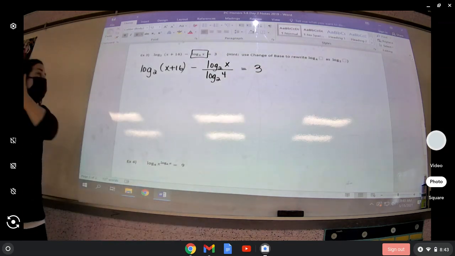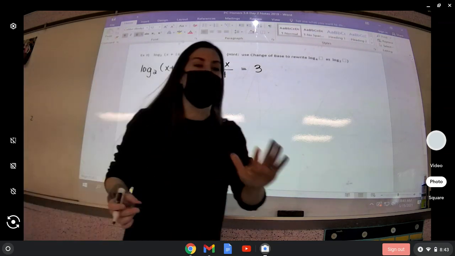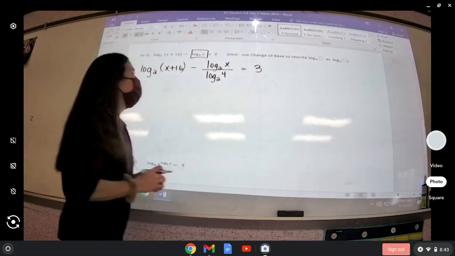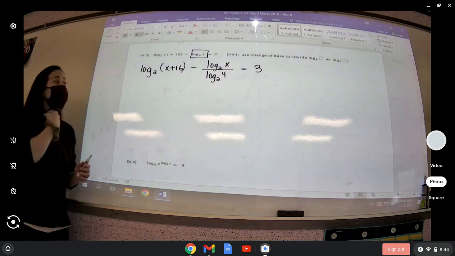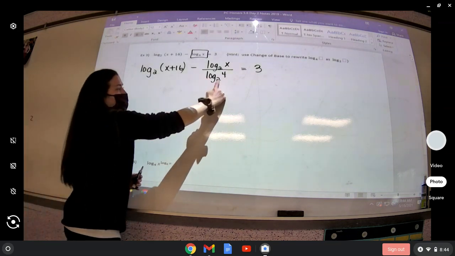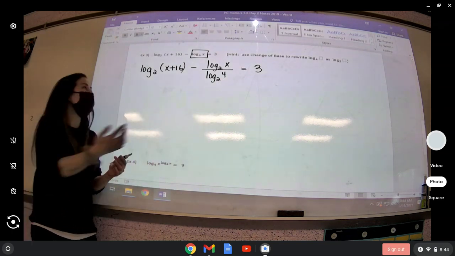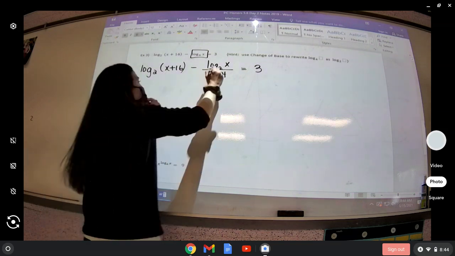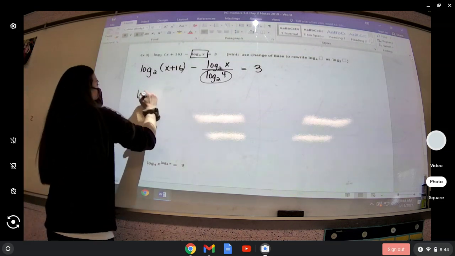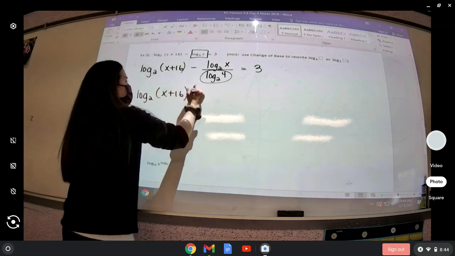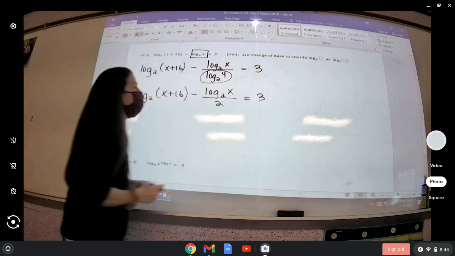So guys, it's not the prettiest problem, but now every log is in the same base. Well guys, normally they're going to throw a bone at you when they give you these problems. Does anybody recognize something that we already know the answer to? Anybody know what log base 2 of 4 really is? 2 to what power is 4? It's 2. We know the answer to that log, so take it out. We don't need it. We don't need log base 2 of 4. We know the answer to that log. So now it's log base 2 of x plus 16 minus log base 2 of x over 2 equals 3.